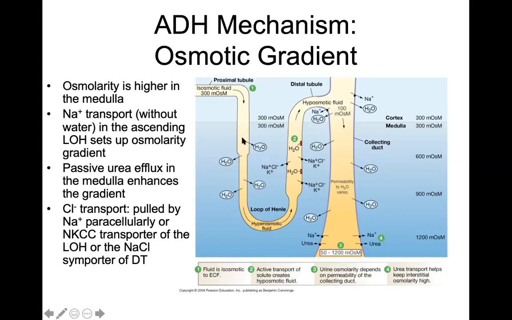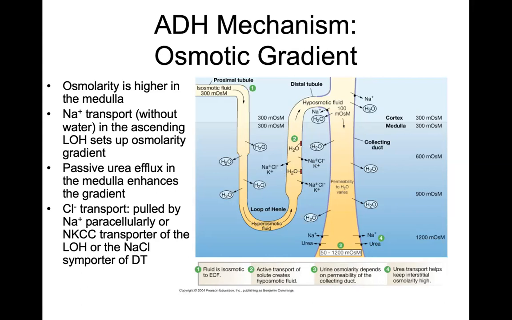So the descending loop, you get water that can come out. The ascending loop is impermeable to water. Highlight, asterisk, whatever you got to do to remember that. Water's not moving in this ascending loop. It can come out over here, stuck in here. But what does move is solutes like potassium, chloride, sodium.